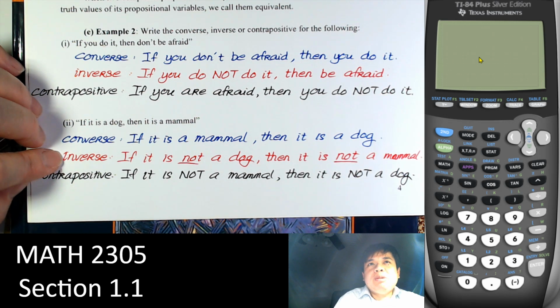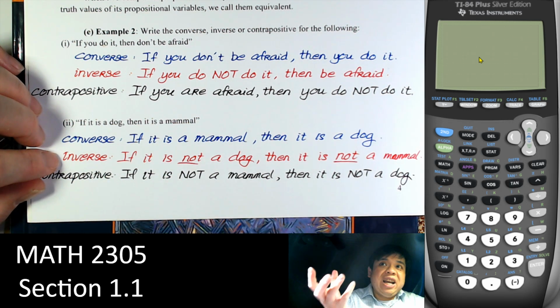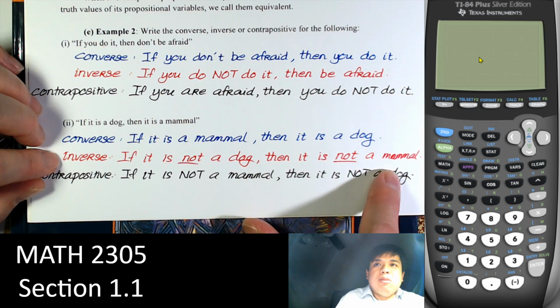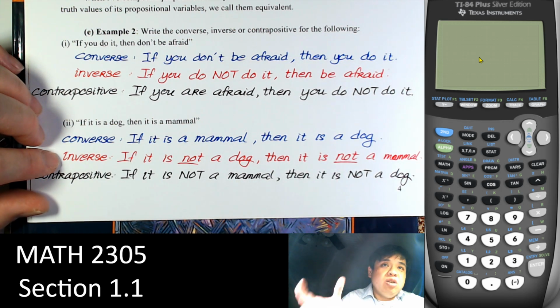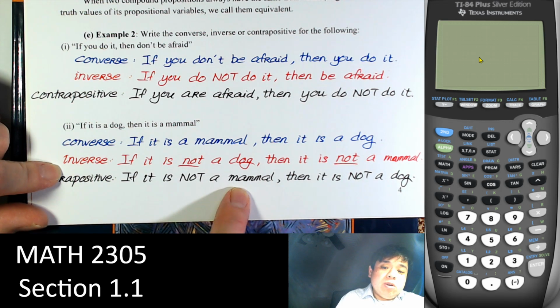Inverse. If it's not a dog, then it's not a mammal. Well, that may be true, as we've said, but in general, it's false. If it's not a dog, once again a cat, then it's not a mammal. That's false because the cat is still a mammal. So those are false.